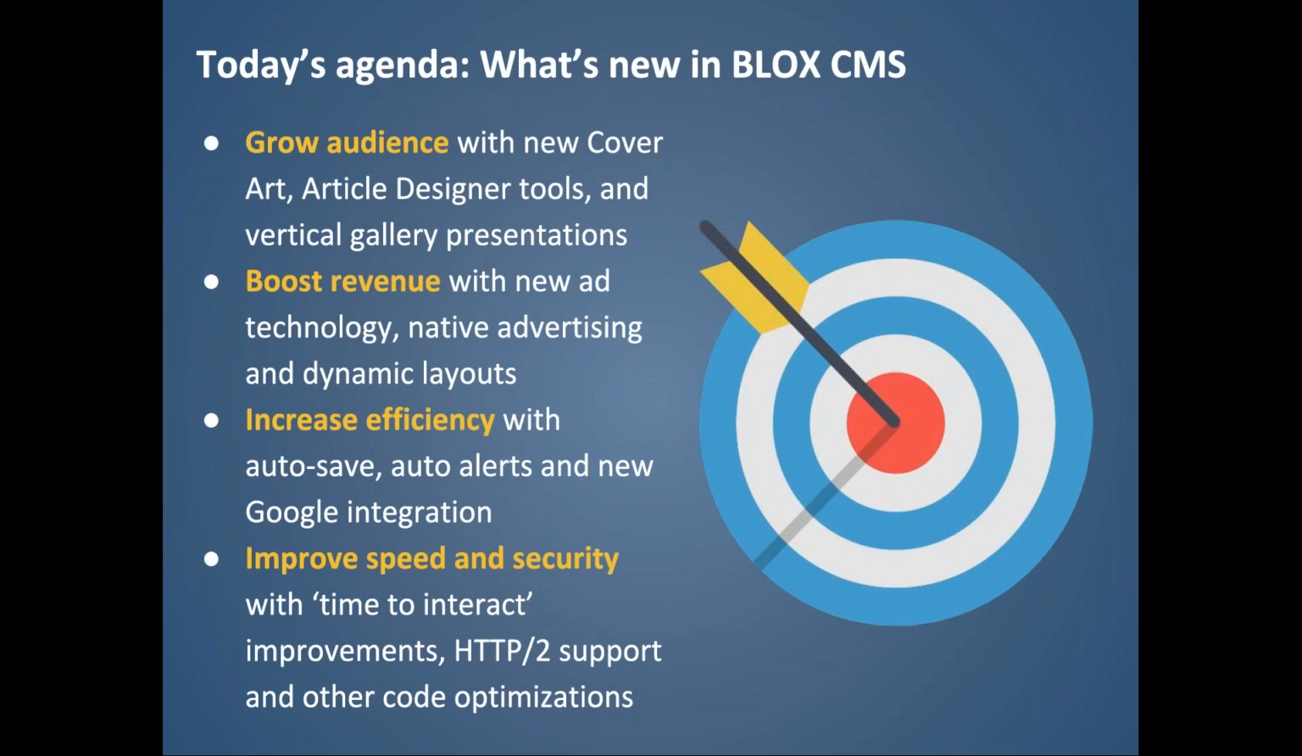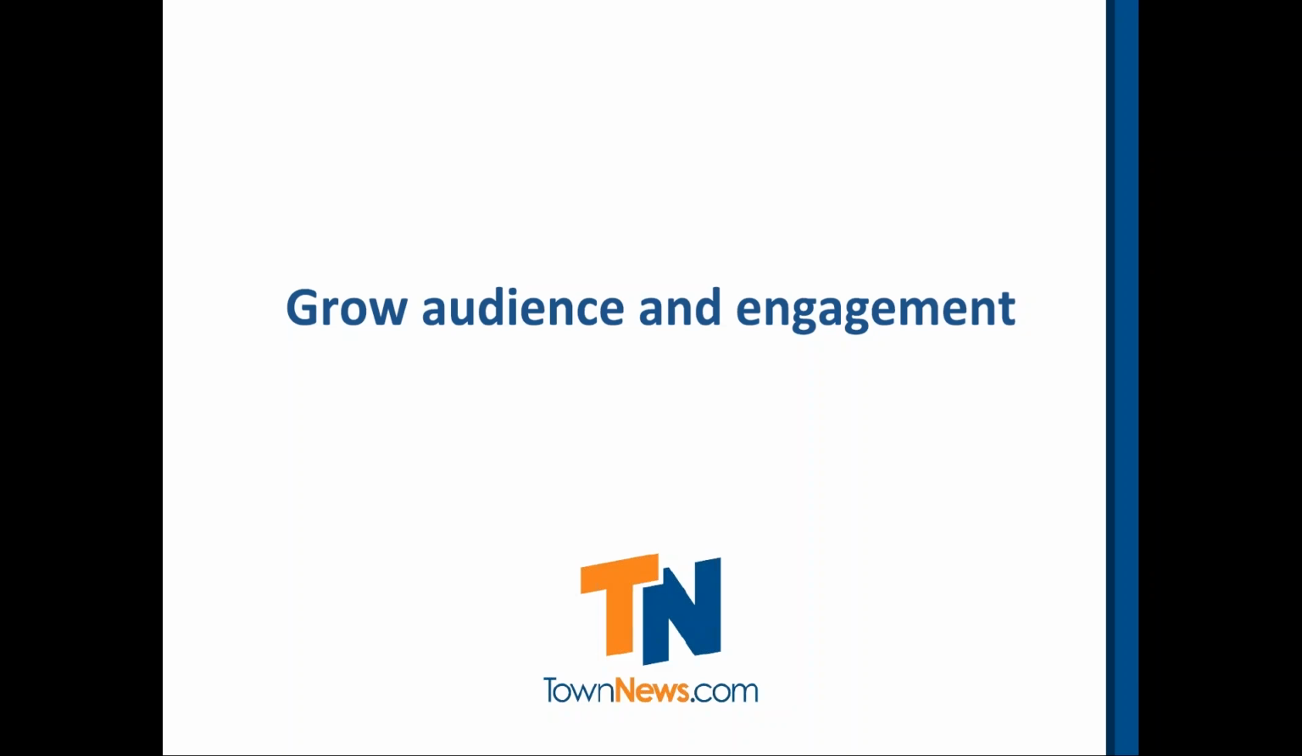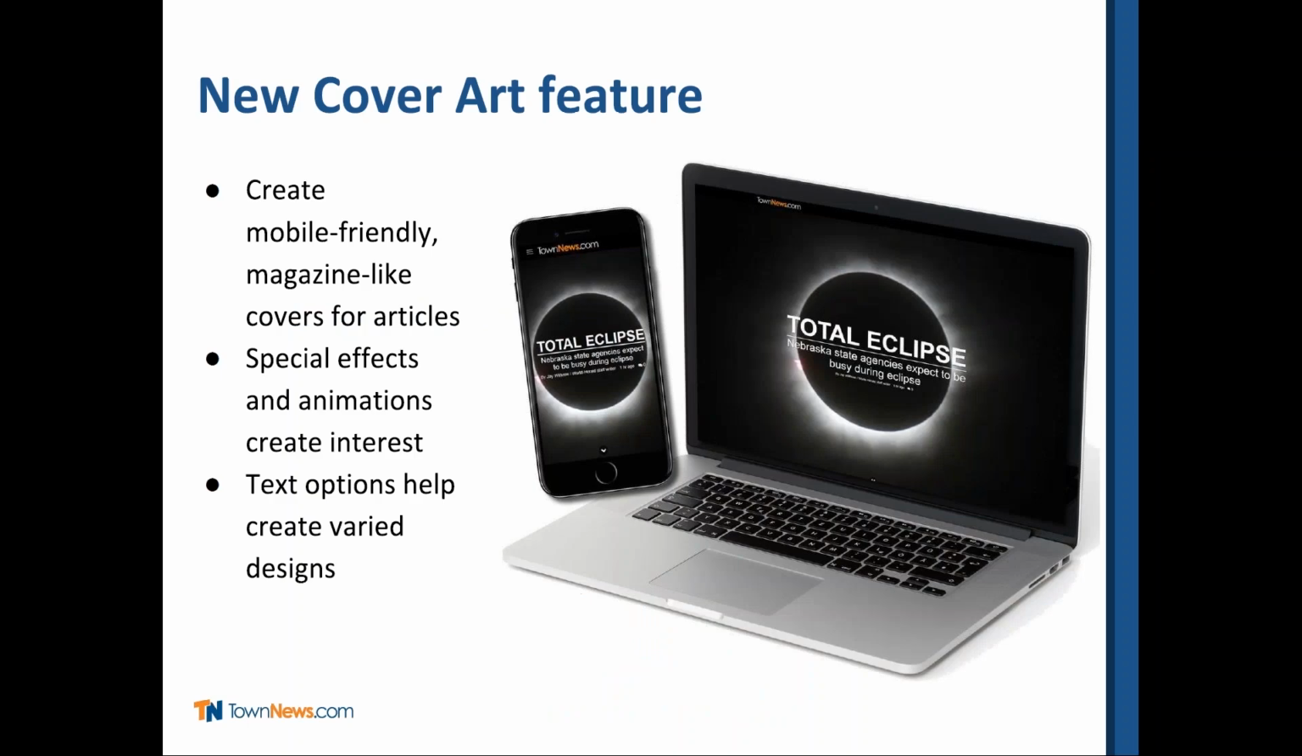As Aaron mentioned, our 4 areas of goals for this year have been to grow audience, boost revenue, increase efficiency for the newsroom and for the web team, as well as improve speed and security. So all of these different features fall into one of those areas. First we'll talk a little bit about new ways to grow audience and engagement.